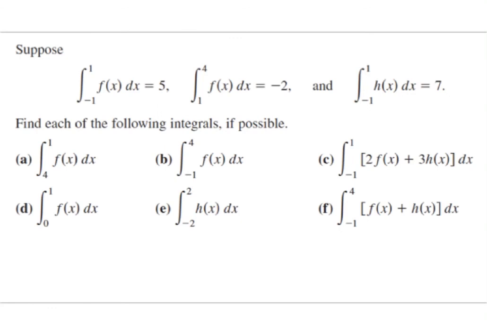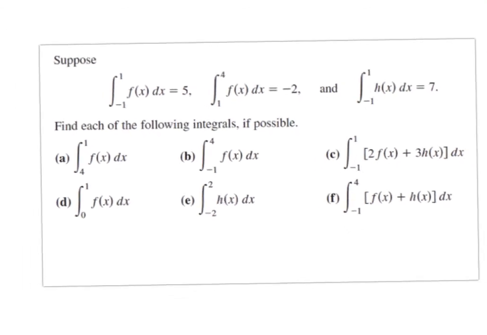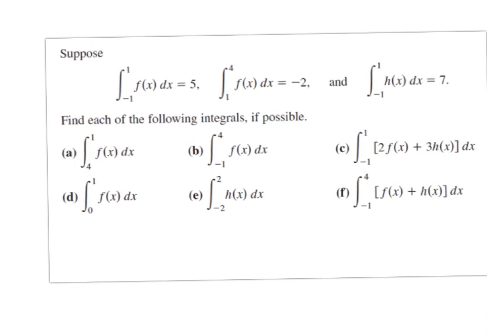All right, here's a great place to practice some of this stuff. We're being given some information, and our goal is to use those integral properties that we just talked about to make some sense of each of these things. So for A, we want to go from 4 to 1. We know the value from 1 to 4. If we switch those bounds, it's going to be the opposite, so this would be positive 2.